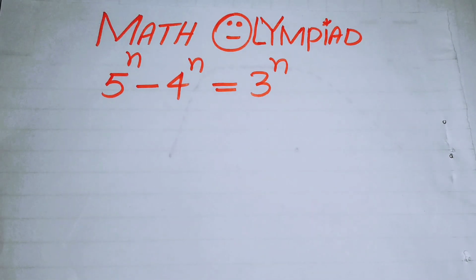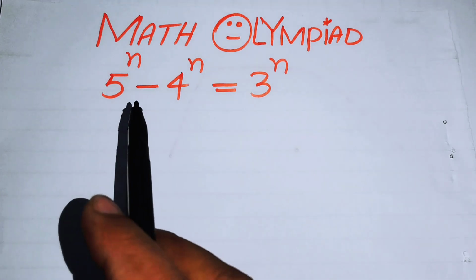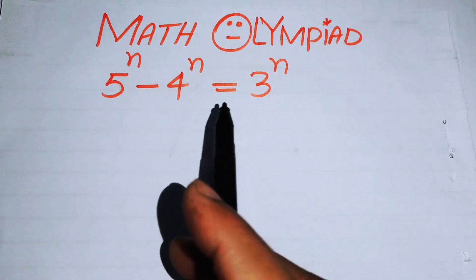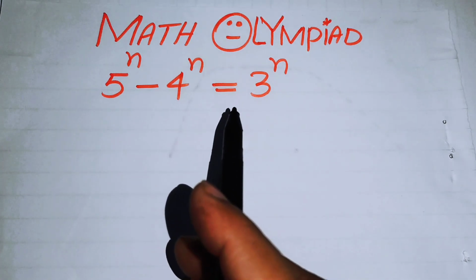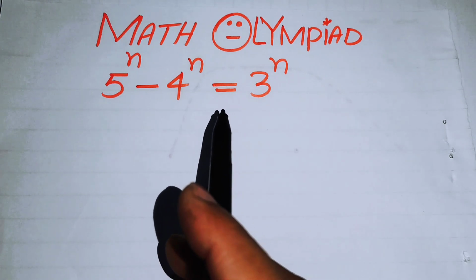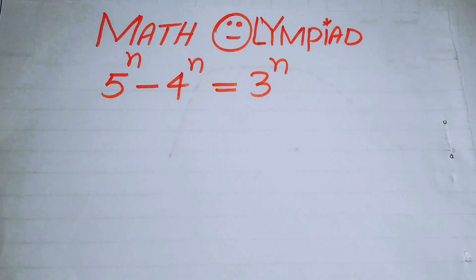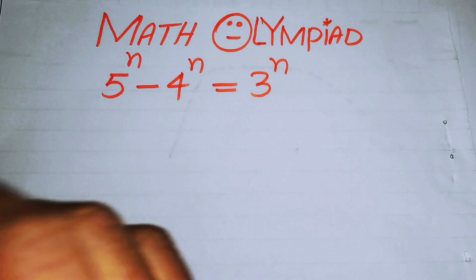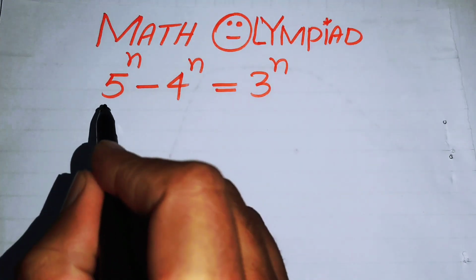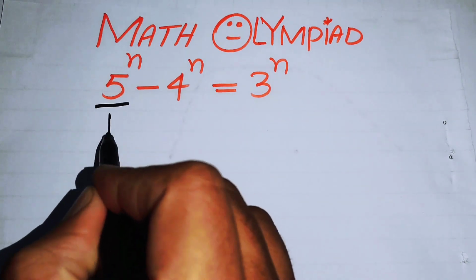In this video we are going to solve this nice math Olympiad algebra problem, and here we have 5 to the power of n minus 4 to the power of n equals 3 to the power of n, and we will solve this problem for the values of n. So the very first thing we are going to do is divide both of the sides by 4 to the power of n, and we write in this way.